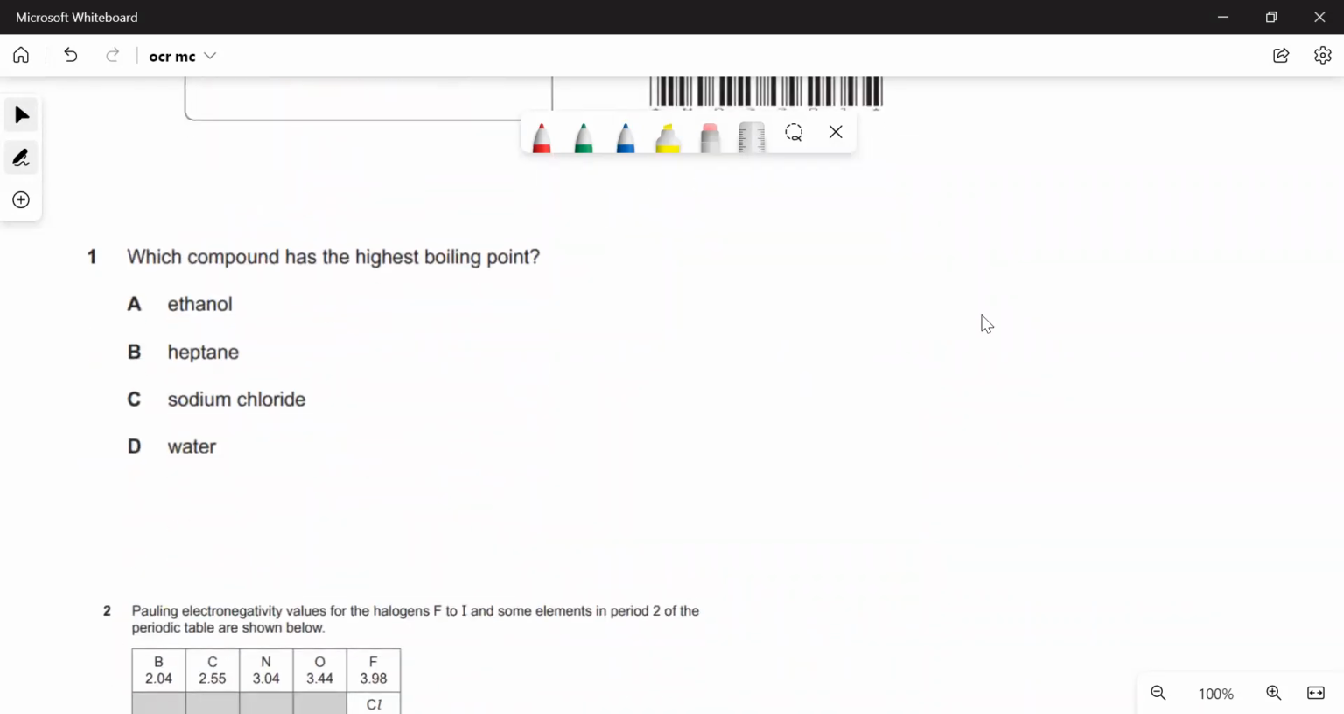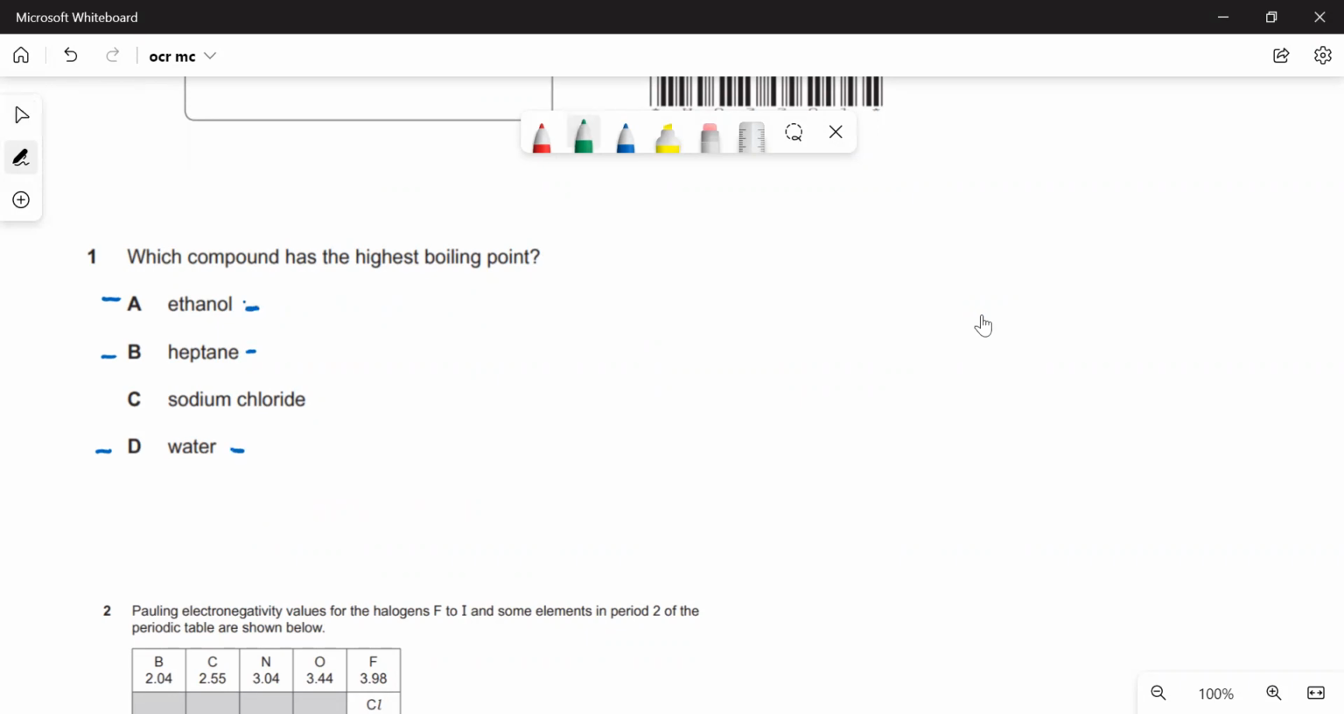Question one: which compound has the highest boiling point? Right. So ethanol and heptane and water are all small covalent molecules, and so you're only going to get intermolecular forces between them. So they're going to have the lowest boiling points. Heptane will be lowest of all because it's only got London forces. There's no polar bonds in it.